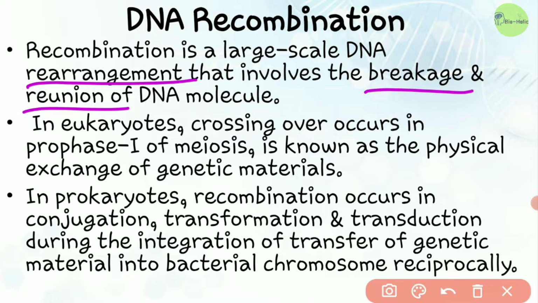So in eukaryotes, crossing over, which is the physical exchange of genetic materials, occurs in prophase 1 of meiosis, and which is also governed by the mechanism of recombination. And in prokaryotes, recombination occurs in conjugation, transformation, transduction, during the integration of transferred genetic material into the bacterial chromosome reciprocally.